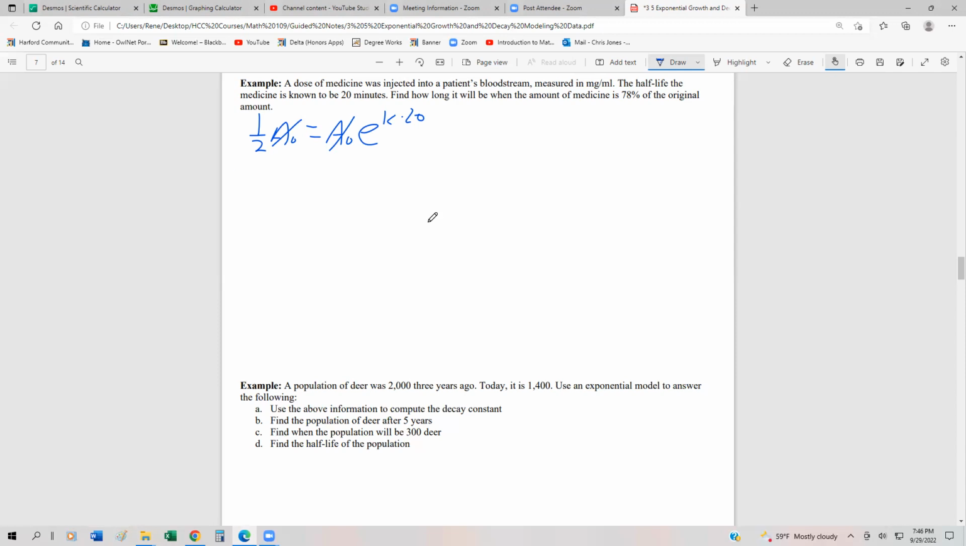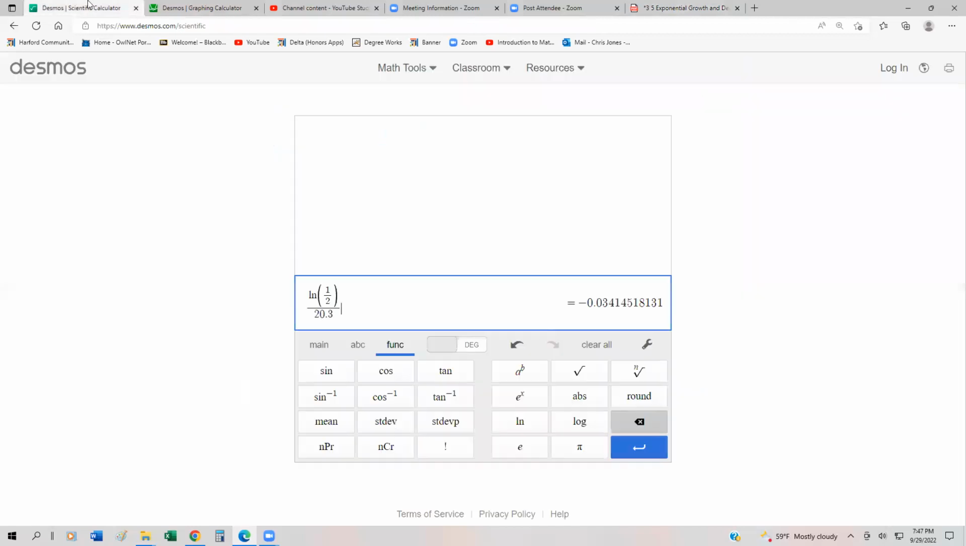We can take the natural log of both sides. So ln of 1/2 is ln of e to the 20k. Ln's and e's are inverses. We divide by 20 to solve for k, and that's going to give us our decay constant. So ln of 1/2 over 20 is equal to k. And we can just go into our calculators, and we'll just divide that by 20.